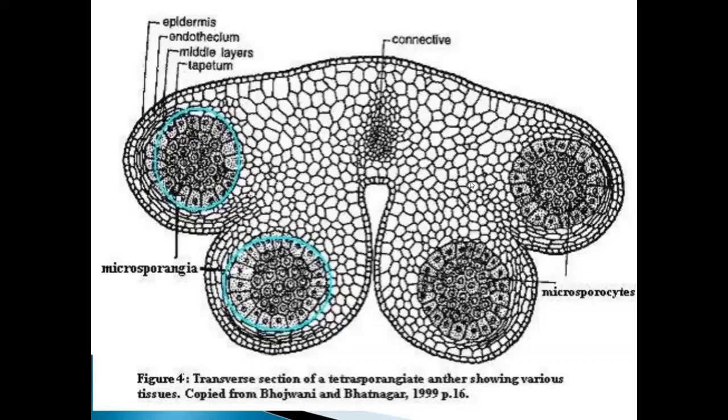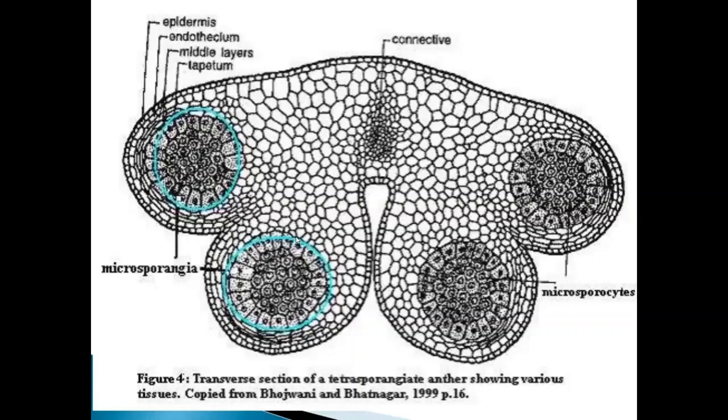Some of the epidermal cells are larger in size and are called the stomium. In the diagram, these two parts between the two lobes look like large cells, which we observe in the two curved regions. That is called the stomium. Why is the stomium present in the anther? It helps in the dehiscence of the anther at the maturity stage. The stomium cells can absorb moisture or water.